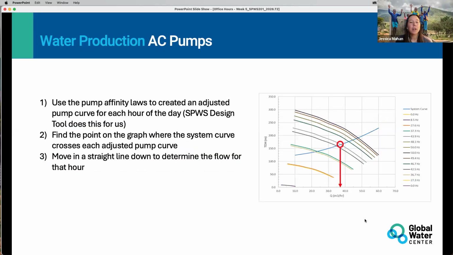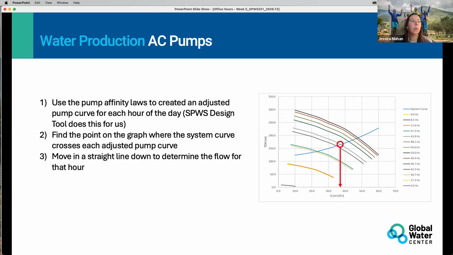All right, and then for AC pumps, it is a little more complicated because we don't have curves that show us what power is at different conditions. And so this is where we go through the process of using the affinity laws to adjust our pump curve. And so that's what you'll see in this diagram: we have the blue line is our system curve, and then all of the other lines are adjusted pump curves. So typically a pump manufacturer pump is going to be rated for either 50 or 60 hertz. In our example, it's 50 hertz.